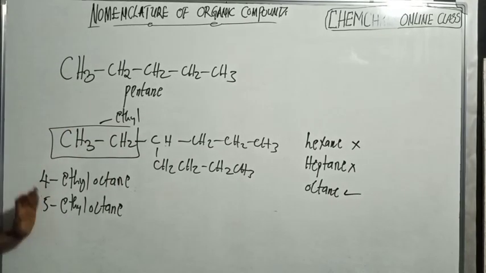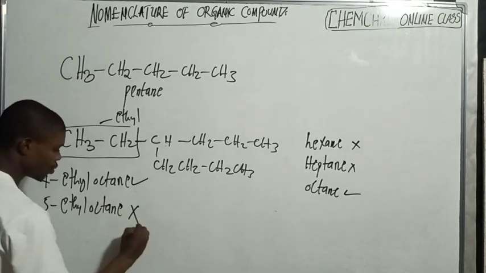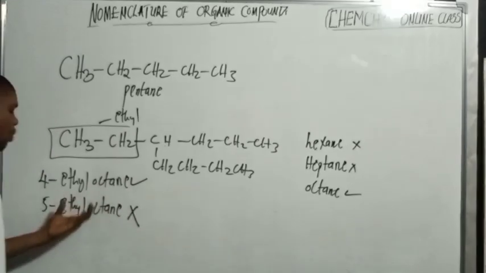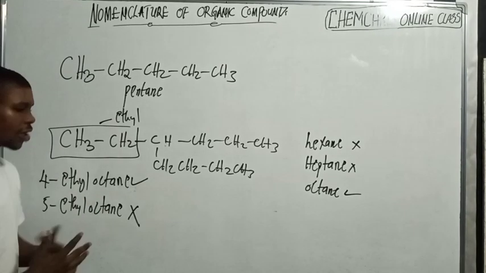Here we have 4, here we have 5, because 4 is the lowest. So this is the right one. This is what you want to do. So the name of this compound is called 4-ethyl octane. Do you understand? So let's look at another one.